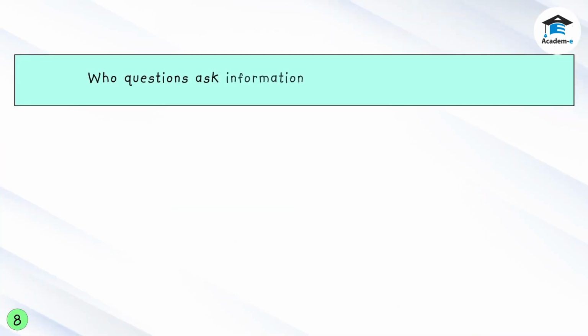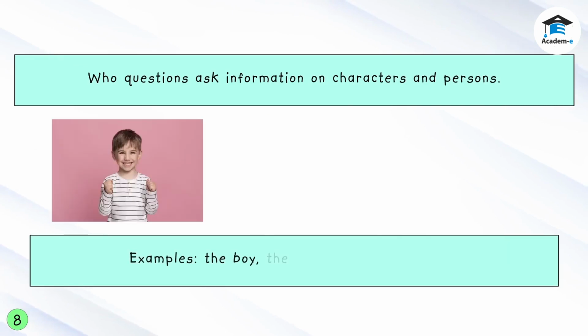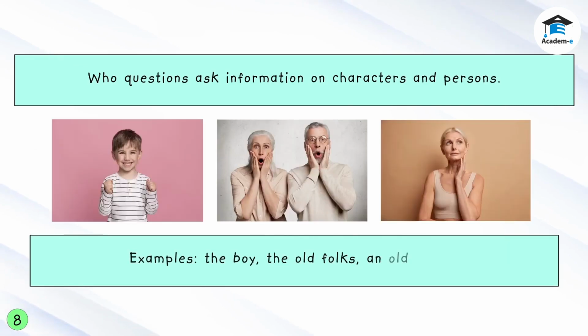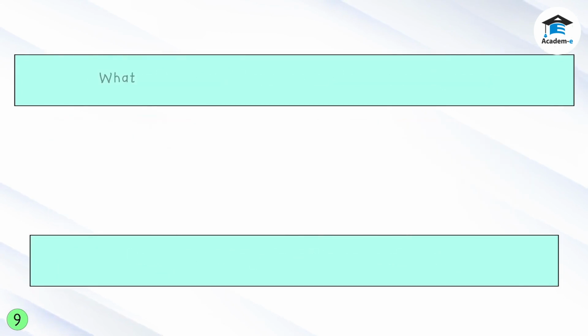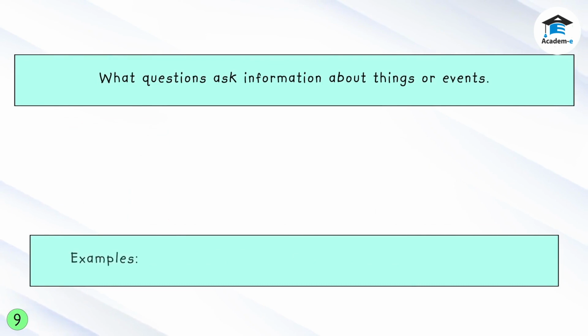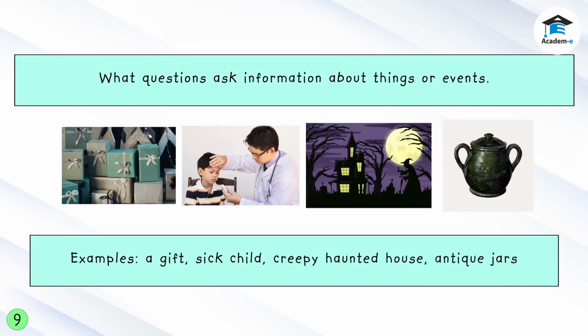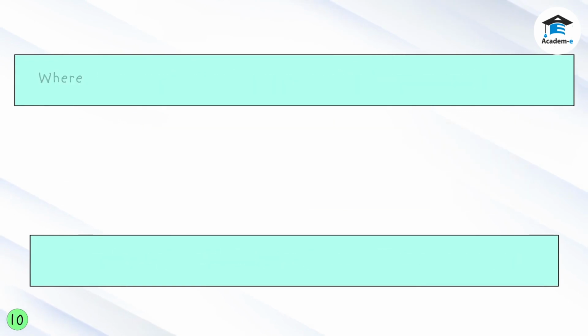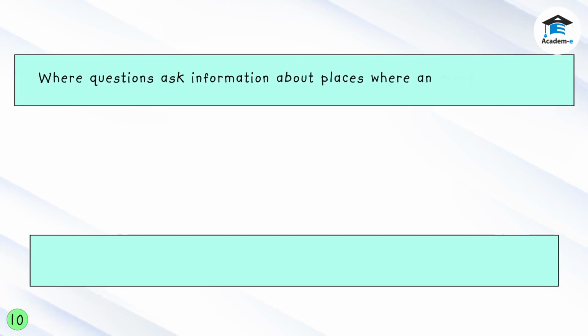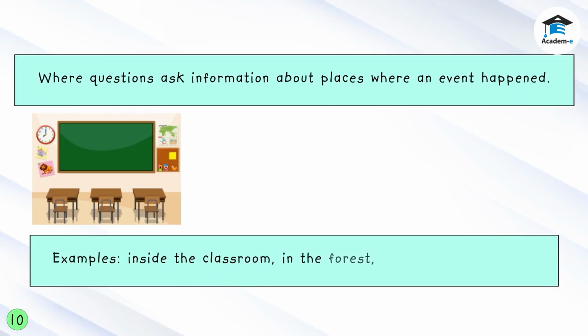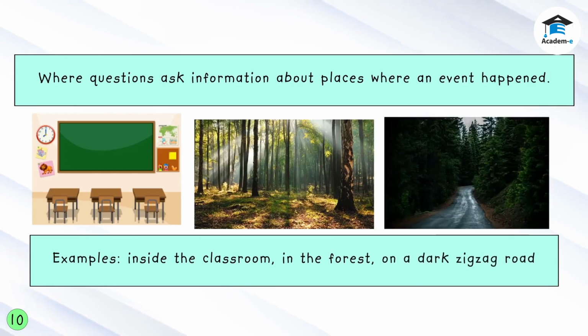Who questions ask information on characters and persons. Examples: the boy, the old folks, an old woman. What questions ask information about things or events. Examples: a gift, sick child, creepy haunted house, antique jars. Where questions ask information about places where an event happened. Examples: inside the classroom, in the forest, on a dark zigzag road.